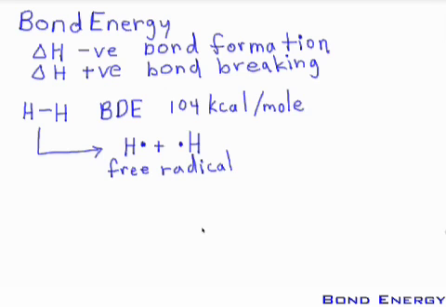Now, you might notice when we broke this bond, we broke it in half. That is, one electron of the bond went with one hydrogen, one electron went with the other. This is called homolytic cleavage. So we've carried out homolytic cleavage of the bond.